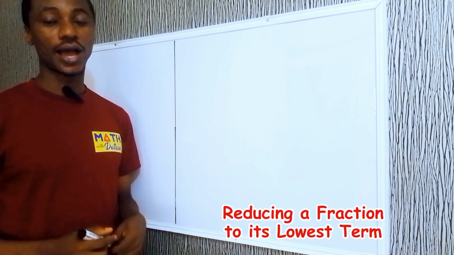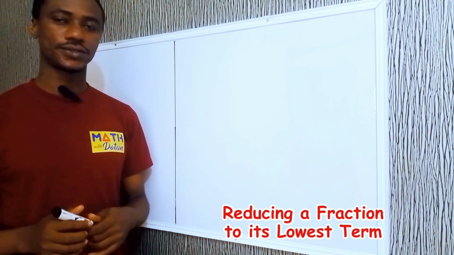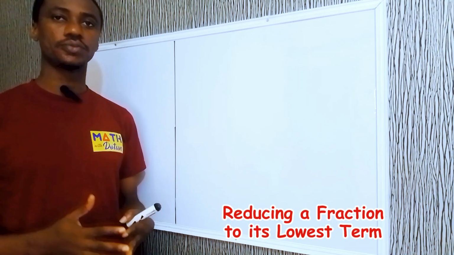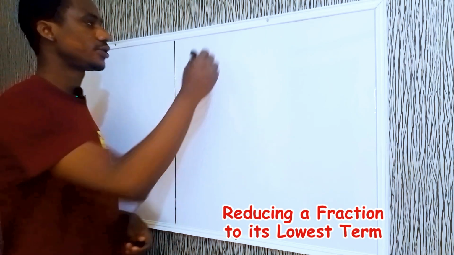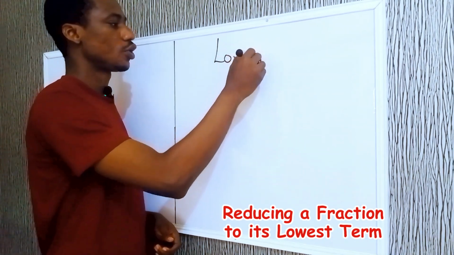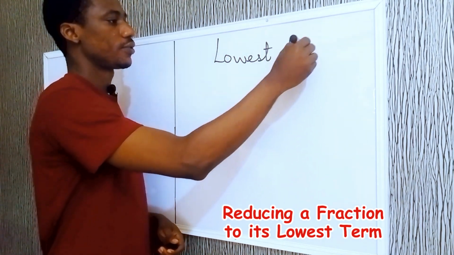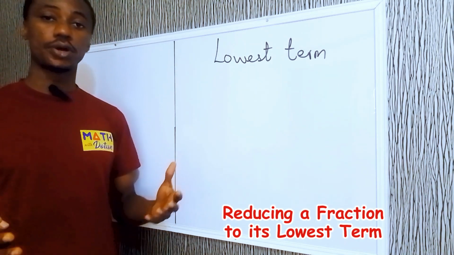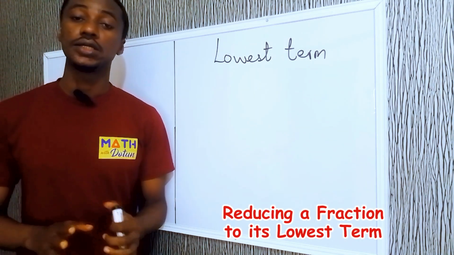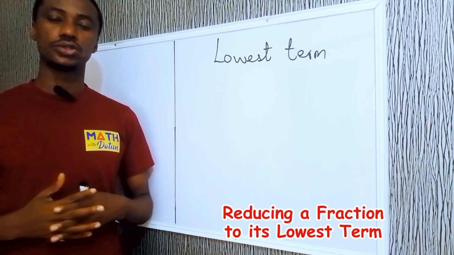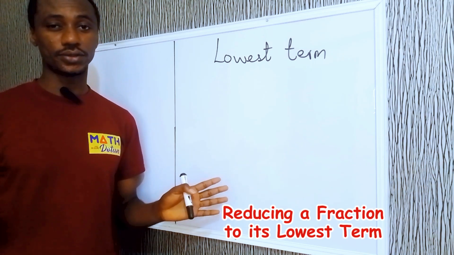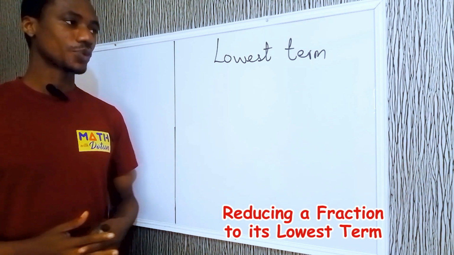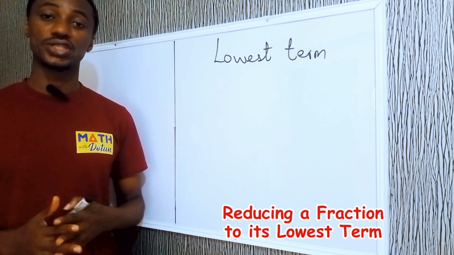Today I'll be showing you how to simplify fractions, how to reduce fractions to the lowest term. When we say lowest term, or lowest form of a fraction, we're talking about a point in a fraction where the numerator and the denominator have no common factor other than 1. You know 1 is a factor of every number. At that point you say the fraction is at the lowest term.